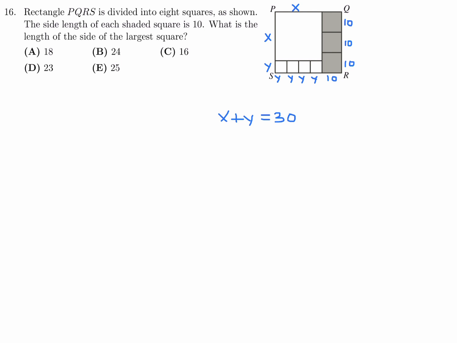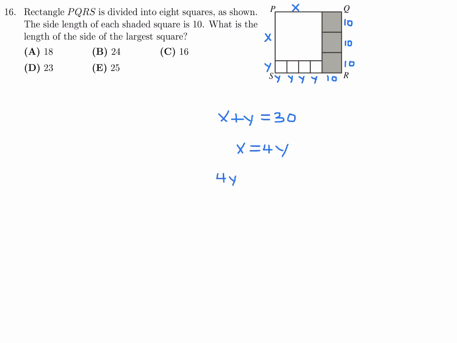The other equation we can get pretty quickly is that side is equivalent to this side. That means that X is equal to 4Y. Correct? Because this is 4Y. So there you go. You got two equations, two variables, and you can now solve. So here we go.